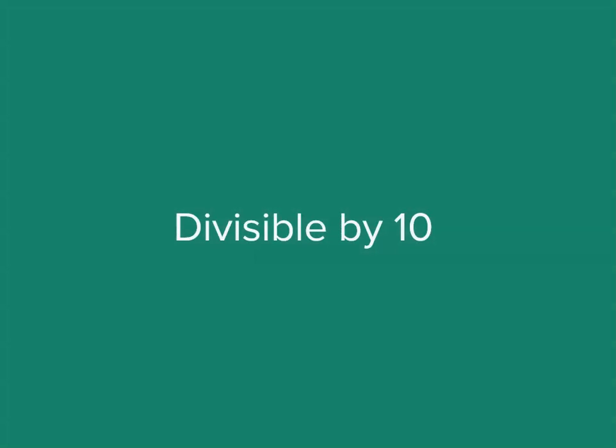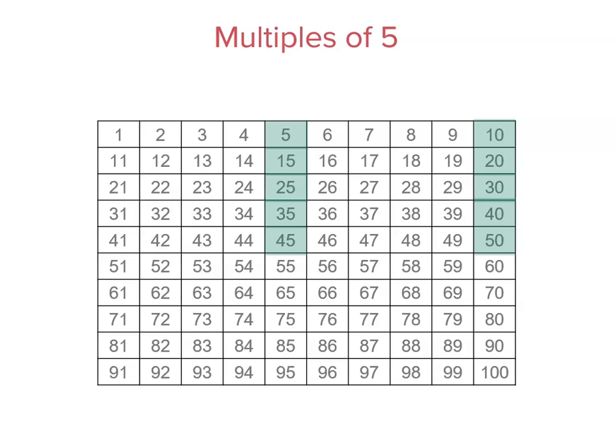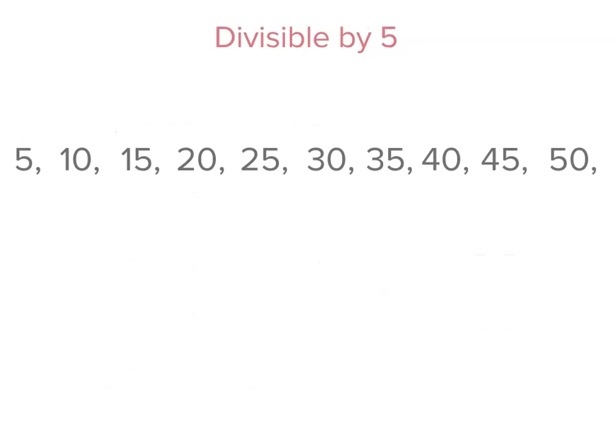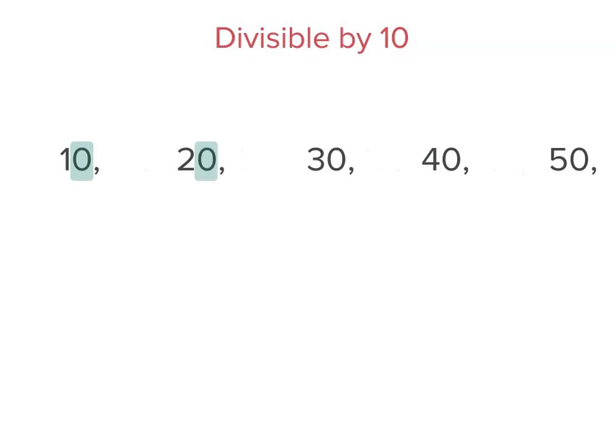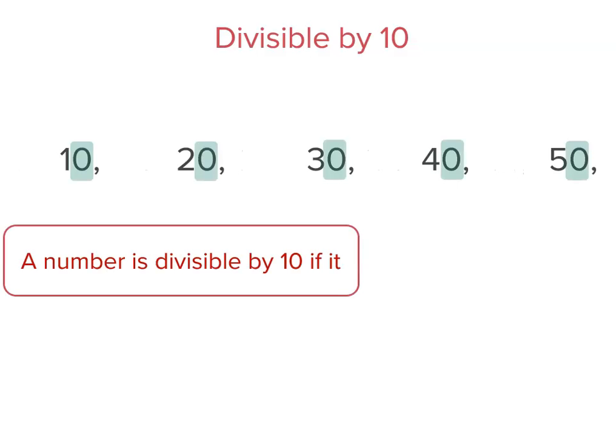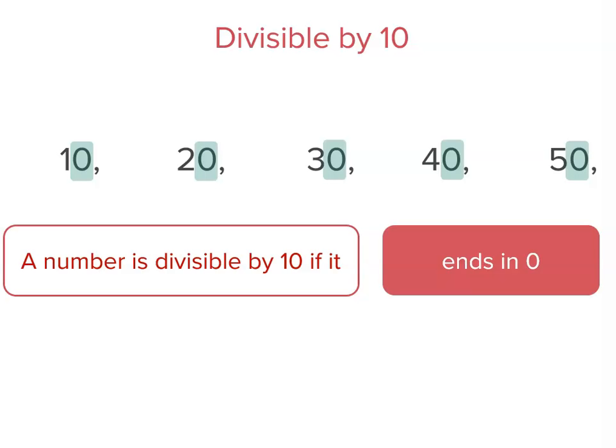What about divisible by 10? Well, they were our multiples of 5, but if we think of multiples of 10, we don't have all of those. We have 10, 20, 30, 40, 50, and so on. So this time, the numbers that were divisible by 5 include some that are divisible by 10, but not all of them, because the numbers divisible by 10 all end in a 0. Numbers are divisible by 10 if they end in a 0.